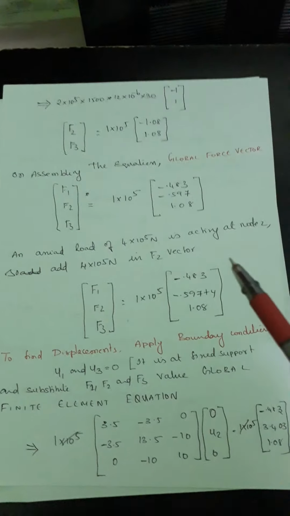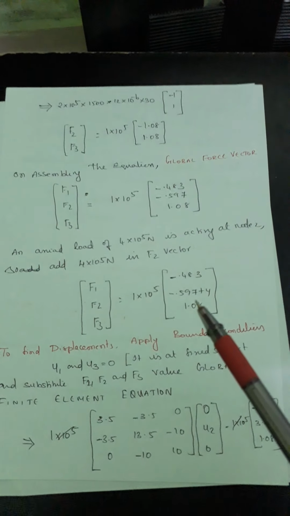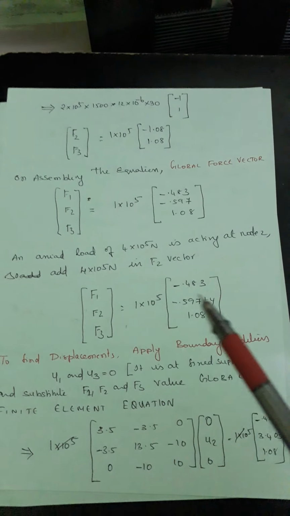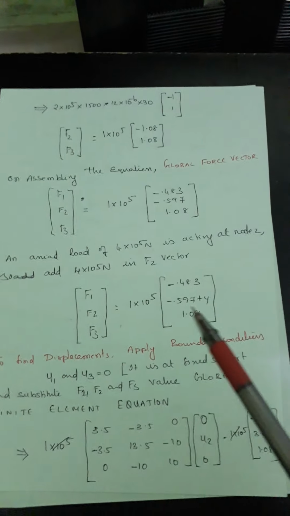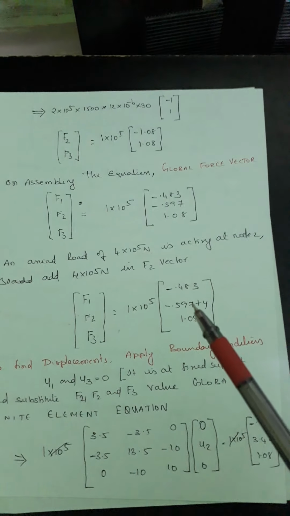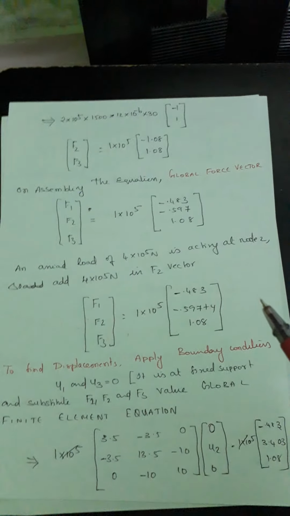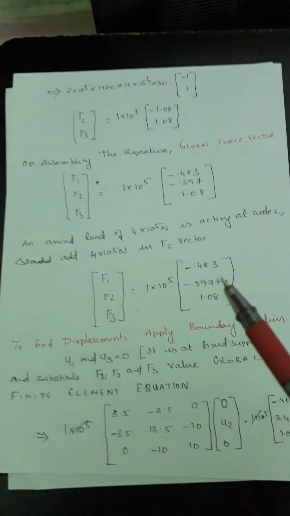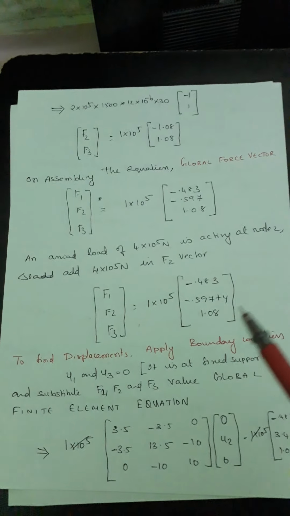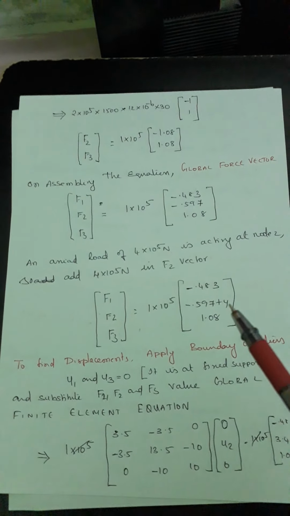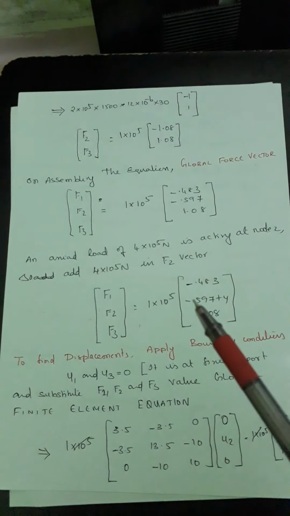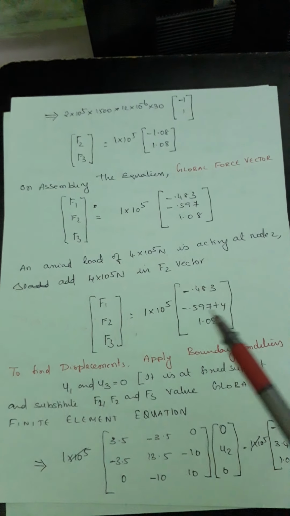So I have written plus 4. This is given in the problem. At node 2 it is acting, so I am adding that at node 2. This 4 Newton force is acting rightward. If it is rightward, you add it. If it is leftward, this positive sign should be negative. So this 4 Newton is coming from the given problem. It is given that it is acting on node 2, so I am adding that force to node 2.